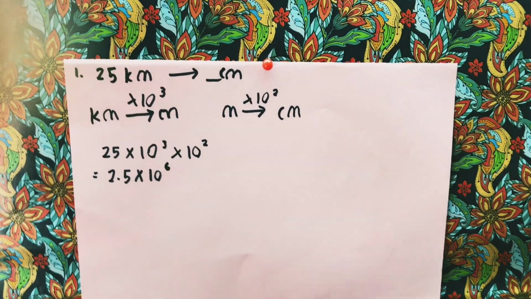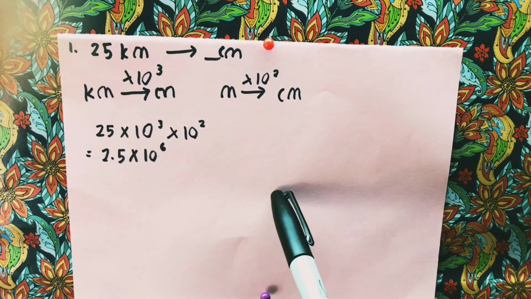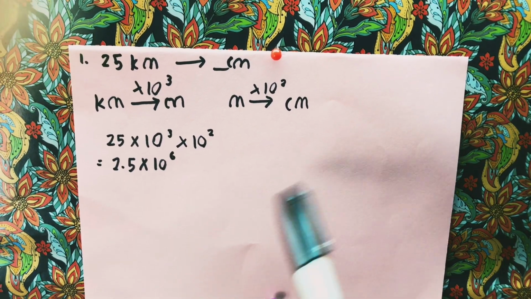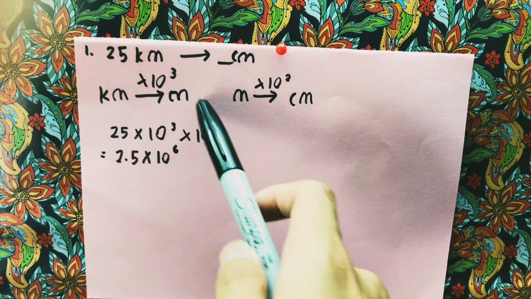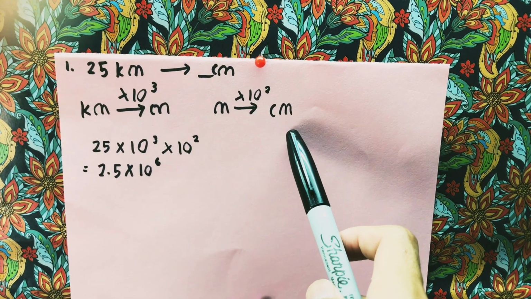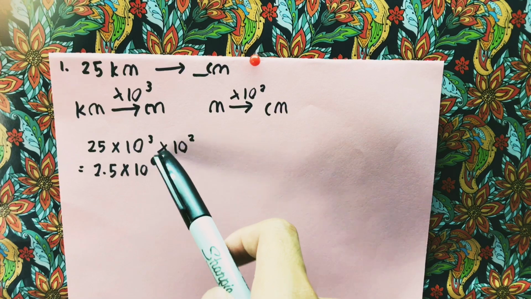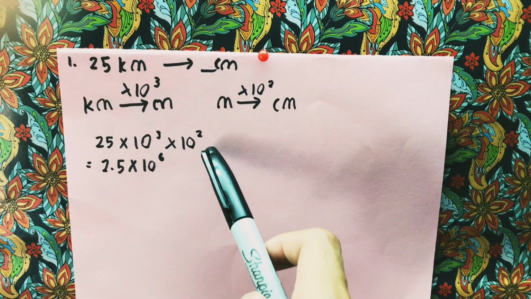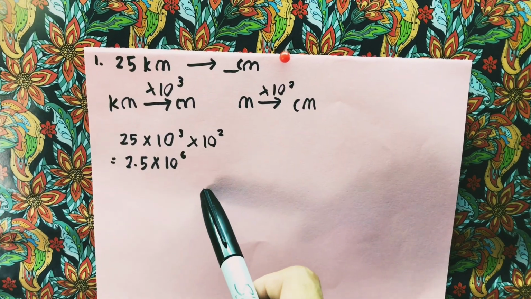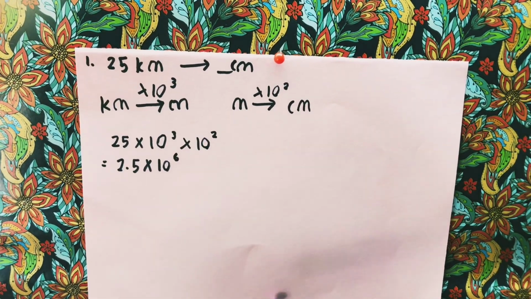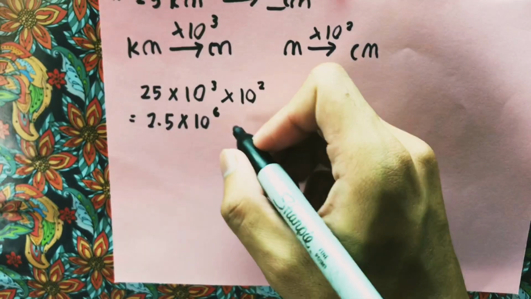The question is asking about converting 25 kilometers to centimeters. As we all know, we need to change from kilometer to meter and meter to centimeter. Kilometer to meter, we need to multiply by 10 to the power of 3, and meter to centimeter, we need to multiply by 10 to the power of 2. So 25 multiplied by 10 to the power of 3 and by 10 to the power of 2, and we got the answer 2.5 times 10 to the power of 6 cm.